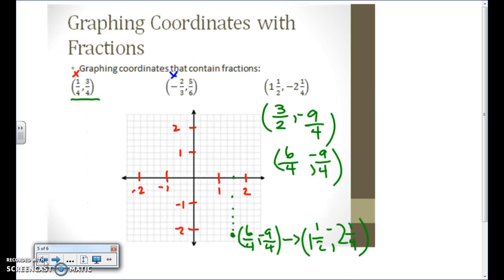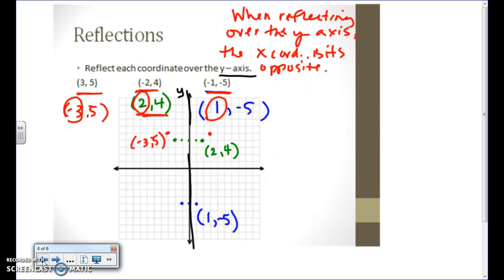Same exact thing. So that's it for today. Hopefully you can graph those fractions on the coordinate plane, as well as identify those quadrants and know how to do some reflections.